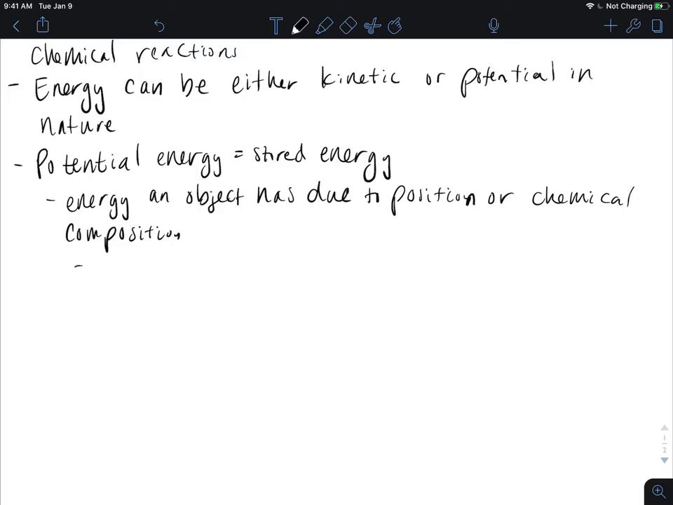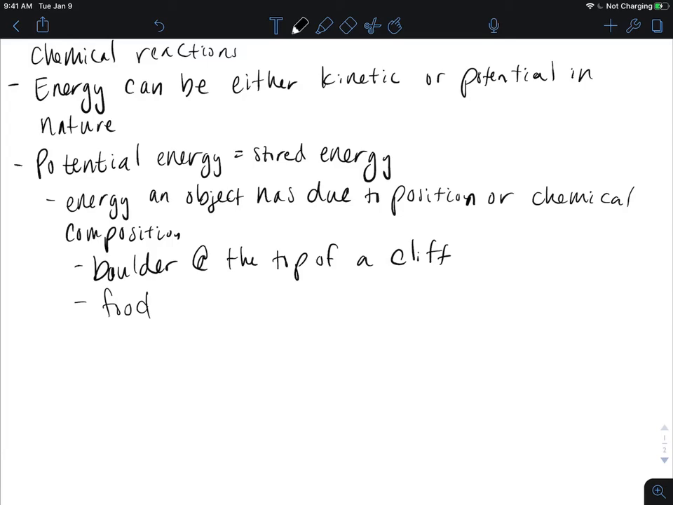So we've got energy of position, boulder at top of cliff. And then due to composition, something like food, or something like octane. Octane by itself doesn't do anything, but it's got a lot of stored energy, and when we burn that, it produces a lot of energy, so that'd be potential energy.